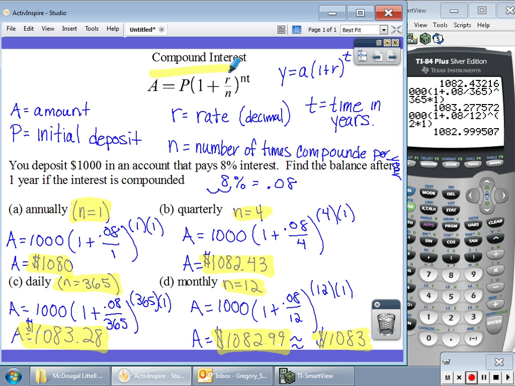Again, you'll be given this formula here, but you need to know what each variable stands for. You have to remember that P is your initial value, r is the rate, n is the number of times you're compounding, and t is the time in years.